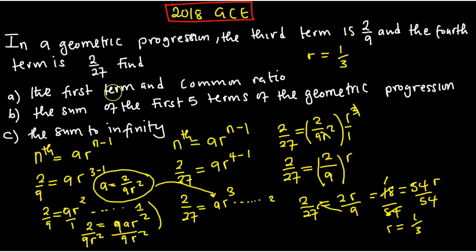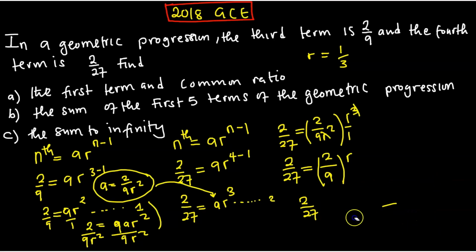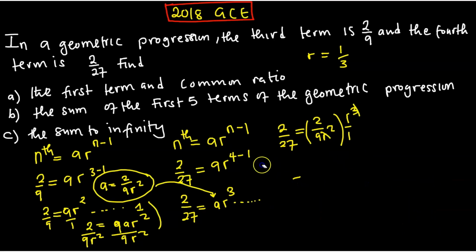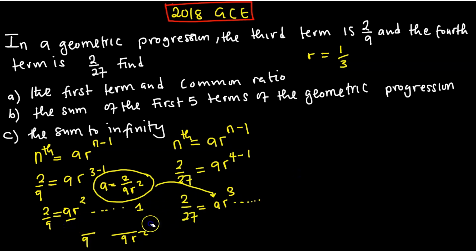We said the first term and the common ratio. So we found the common ratio. We can now go on and find the first term. So how are we going to find the first term? We are going to get one of the original equations, then replace where there is r. So I'm going to get the first equation, and I'm going to replace where there is r with 1 over 3.